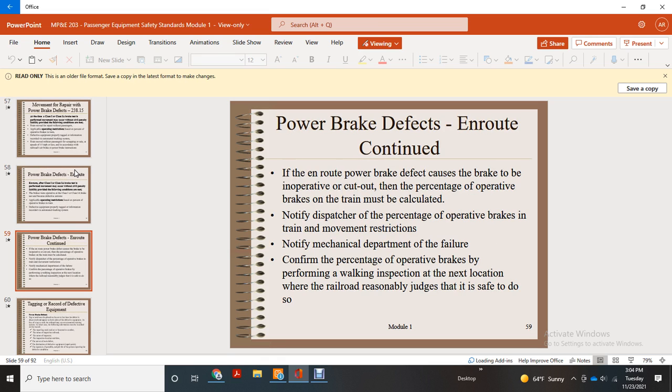Power brake defects en route, continued. If the en route power brake defect caused the brake to be inoperative or cut out, the percentage of operated brakes on the train must be calculated. Notify the dispatcher of the percentage of operated brakes on the train and move with the restriction. Notify the mechanical department of the failure. Confirm the percentage of operated brakes by performing a walking inspection at the next location where the railroad reasonably judges that it is safe to do so.